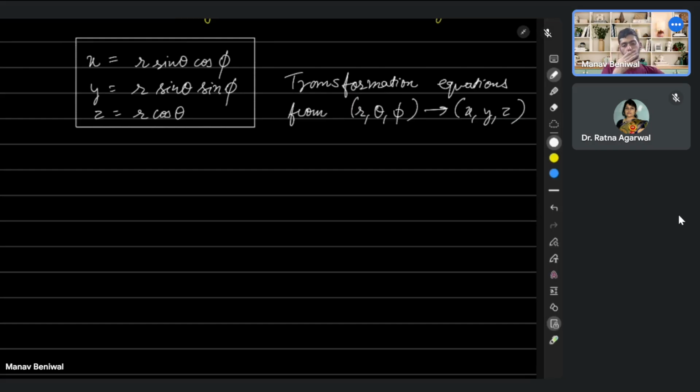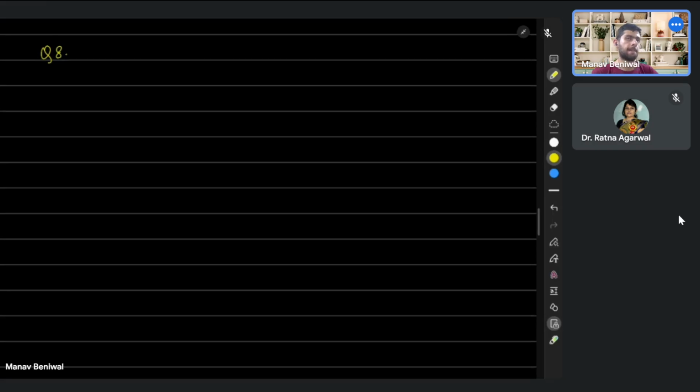Now let's solve a few quantum mechanics problems related to operators. So we have this operator, and it operates on a given eigenfunction.